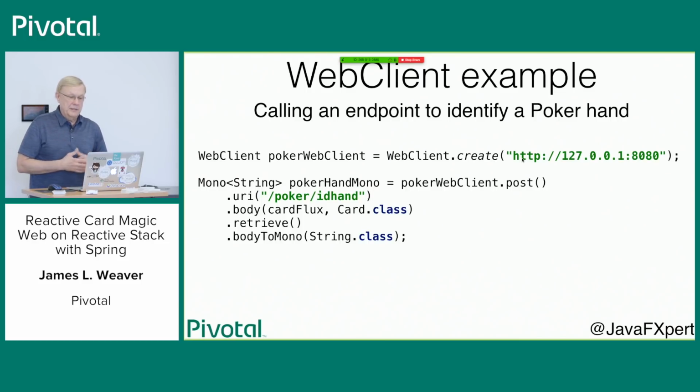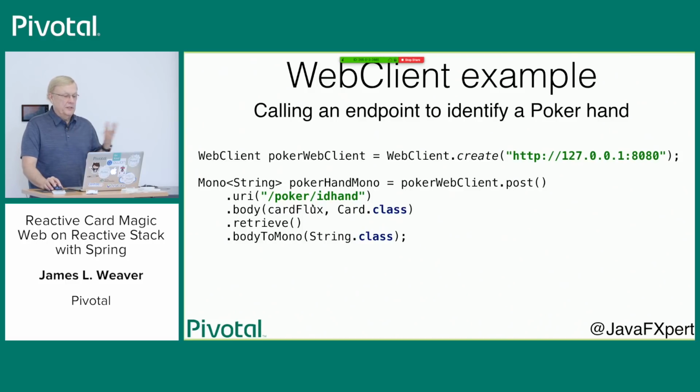So we're creating a web client that is going to make its request on that particular URL. And then to actually invoke our request, we need to choose, okay, is it going to be a GET request, a POST request, what? So here we're saying, okay, we want a POST request. The URI that we tack on to the end is going to be /poker/ID hand. And then the body, the payload that we're going to send to the post, is going to be a stream of cards. So here we're saying it's a card flux.